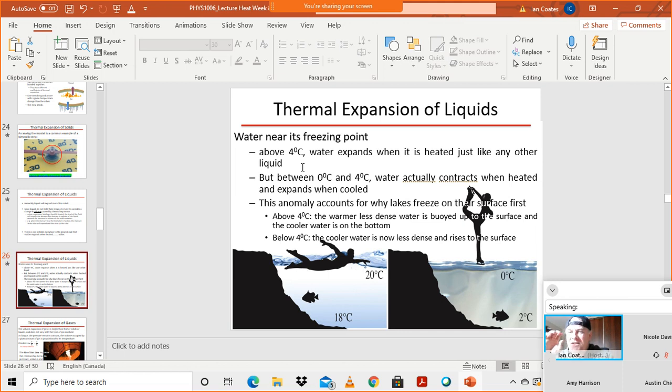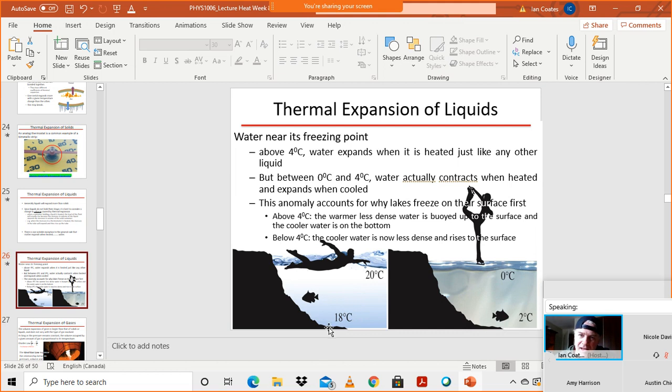Only between 0 and 4. So when water is between 0 and 4 and it gets cooler, it expands and gets bigger and less dense. This anomaly accounts for why lakes freeze on the surface first. Okay? And you see this water here, this ice? It's less dense. So that's why it goes to the top. And the warmer water, which is more dense, goes to the bottom.